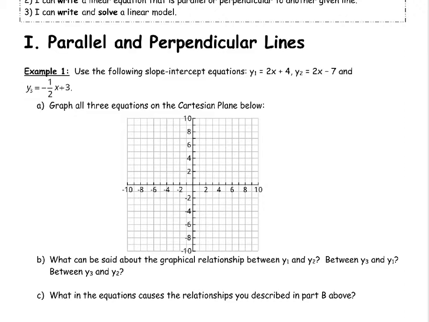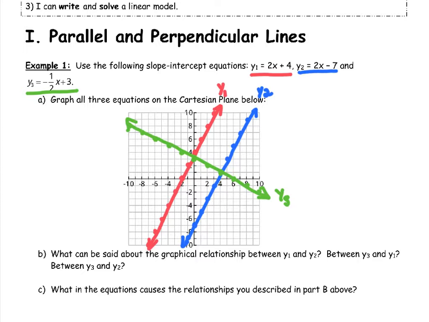Example 1 asks you to graph 3 slope-intercept equations on the Cartesian plane below. Please take a moment, pause the video, and graph those 3 lines, and then check your work with me. Well, how did you do? I've color-coded my 3 equations, y1, y2, and y3, so you can easily identify which line represents which equation. Please use these as the basis for your answers in example 1, parts B and C. Take a moment to answer those, and then check your answers with mine after you've paused the video for a moment.